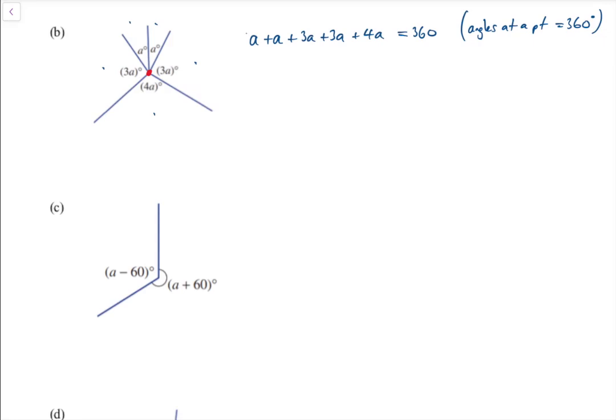So remember when I see an A, that's a 1A. 1A plus 1A is 2A, plus 3 is 5, plus another 3 is 8, plus 4 is 12. Remember, if I said apple, 1 apple plus 1 apple plus 3 apples plus 3 apples plus 4 apples equals 12 apples, or 12A. Going to divide both sides by 12, which means A equals 360 divided by 12 is 30, so A is 30 degrees.